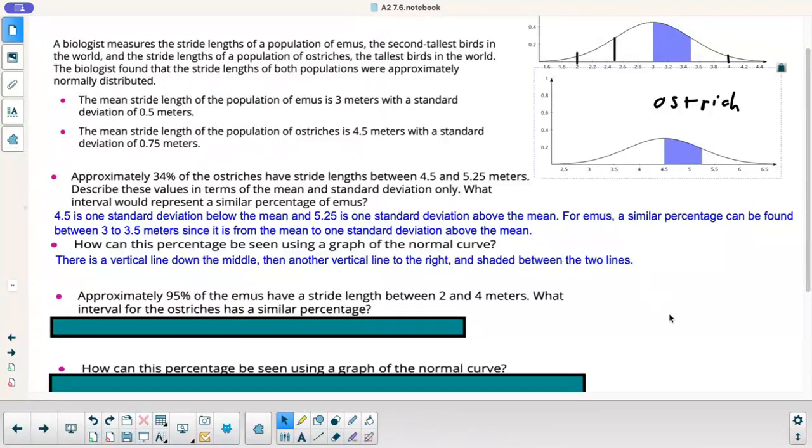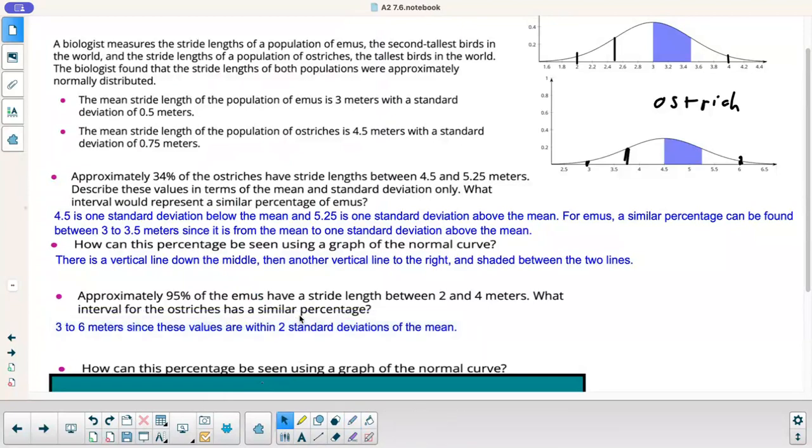There we go. So I need to go 2 standard deviations on this graph. So 4.5 to 5.25, 5.25. So that'll take me to 6. So right here. And then same thing here, I go down 0.75. So that takes me right there to 3.75 and then down to 3. So that would be between 3 and 6. Okay, so 2 standard deviations each way, right?